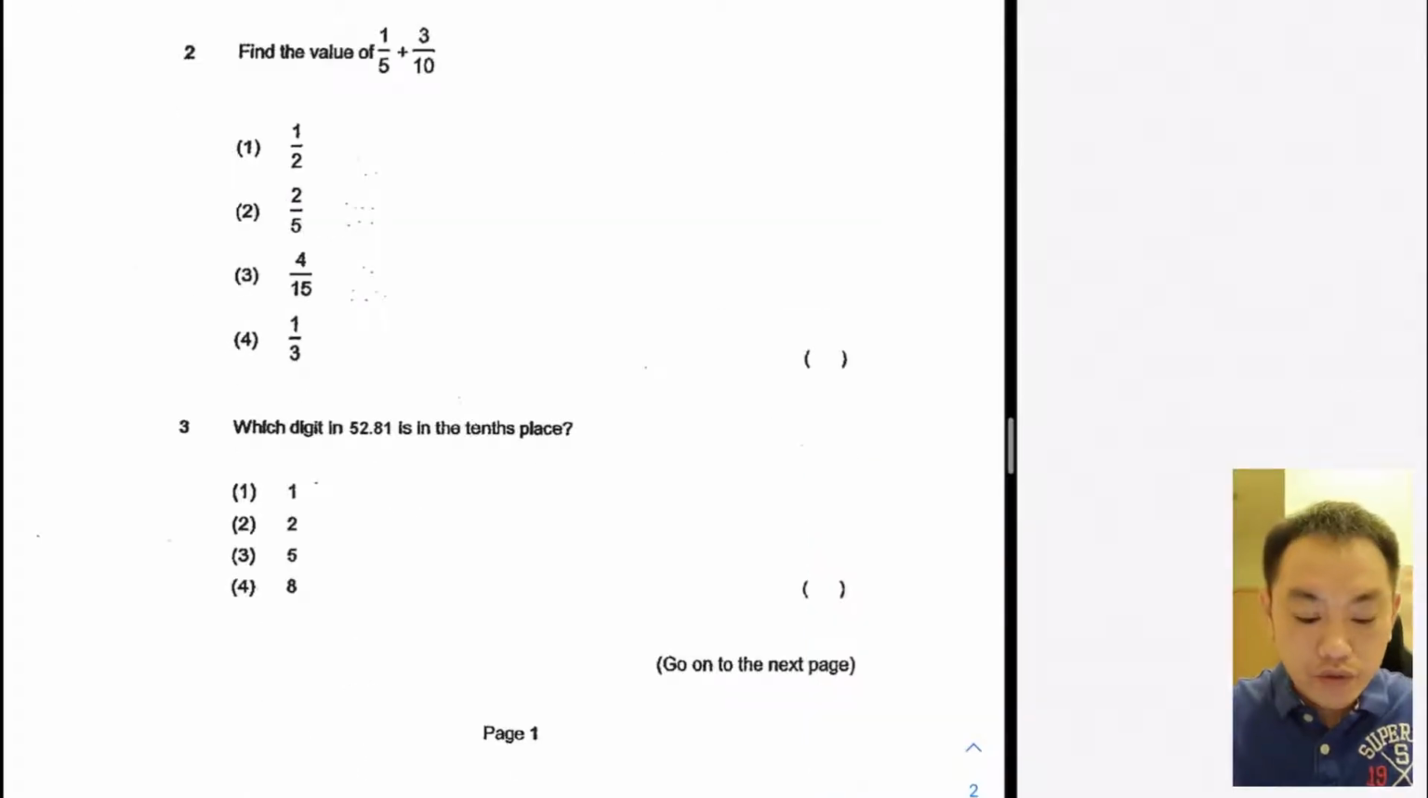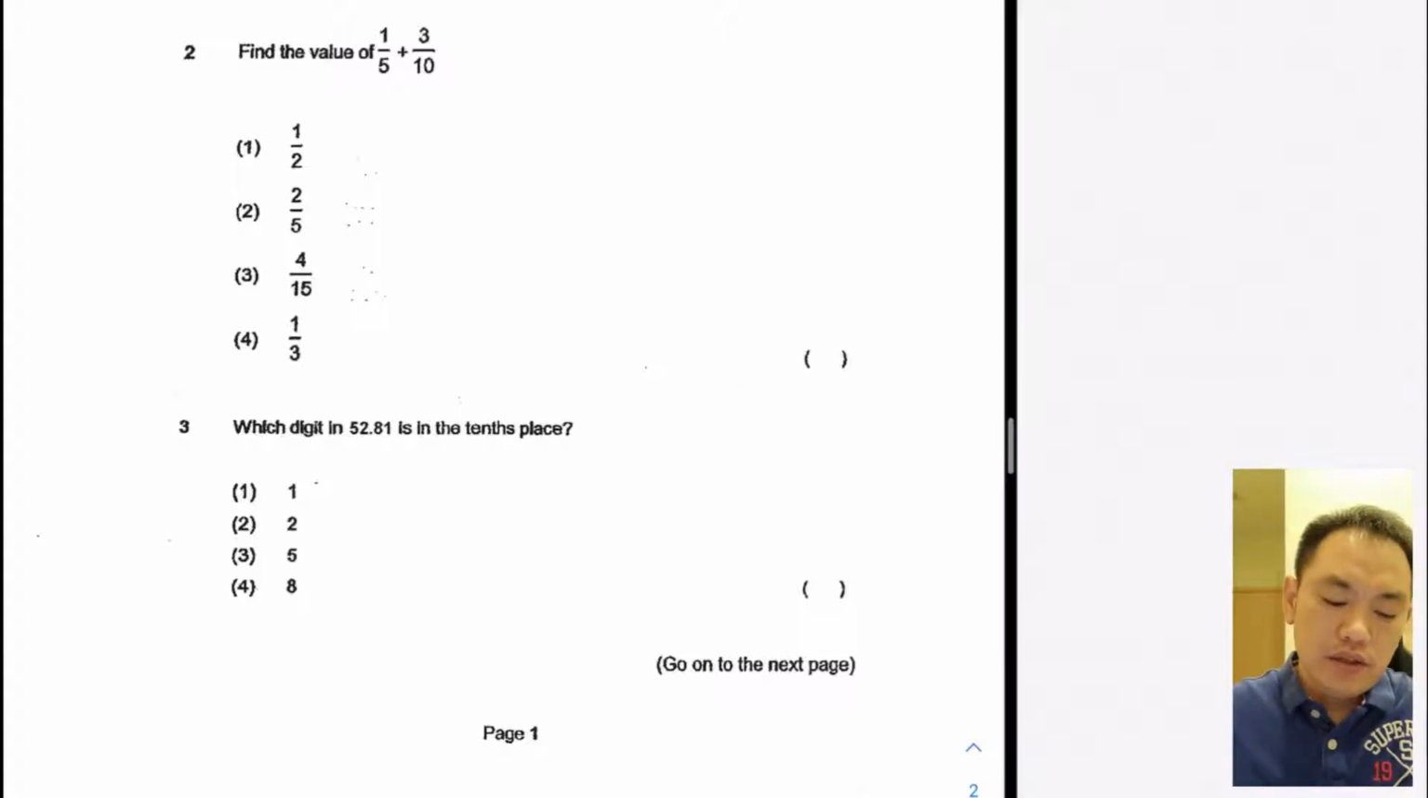Okay, let's move to question 2. Find the value of 1 over 5 plus 3 over 10. So this is the addition of fractions. When we are doing the addition or subtraction of fractions, what do you need to do? Basically, you need to change the denominator, or the bottom of the fraction, to be the same number. Then you will be able to do the addition or subtraction on the top.